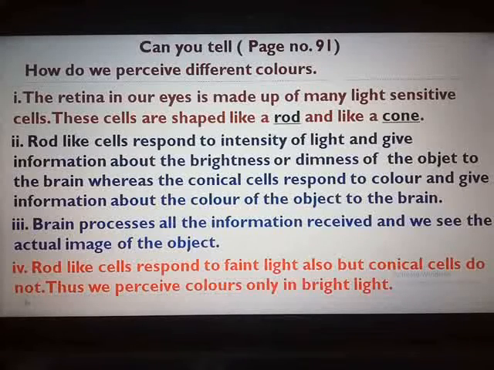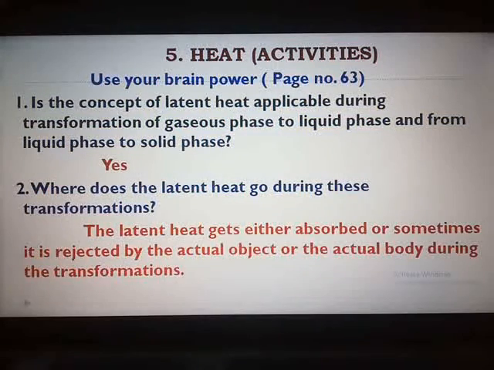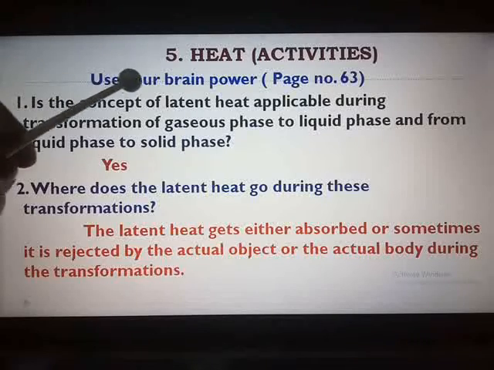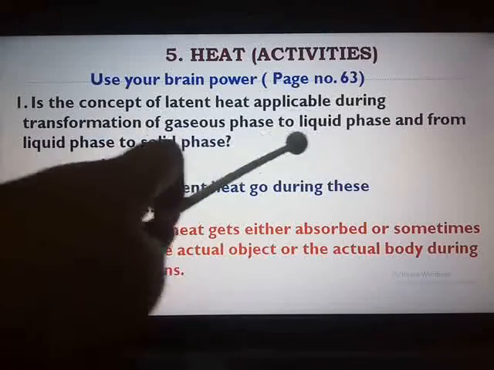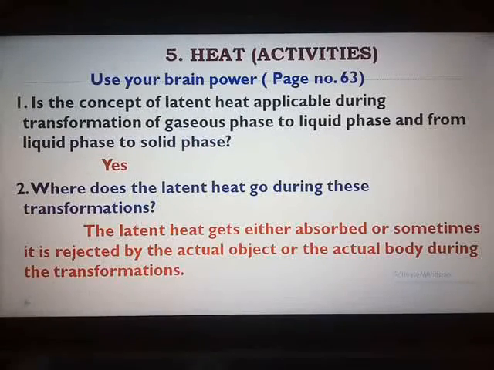Now for chapter number 5, Heat, the activities which were remaining, we will start with the discussion now. All of you move on to page number 62, chapter number 5, Heat. Page number 63, you have your first activity towards the bottom of the page, use your brain power. Is the concept of latent heat applicable during transformation of gaseous phase to liquid phase and from liquid phase to solid phase?